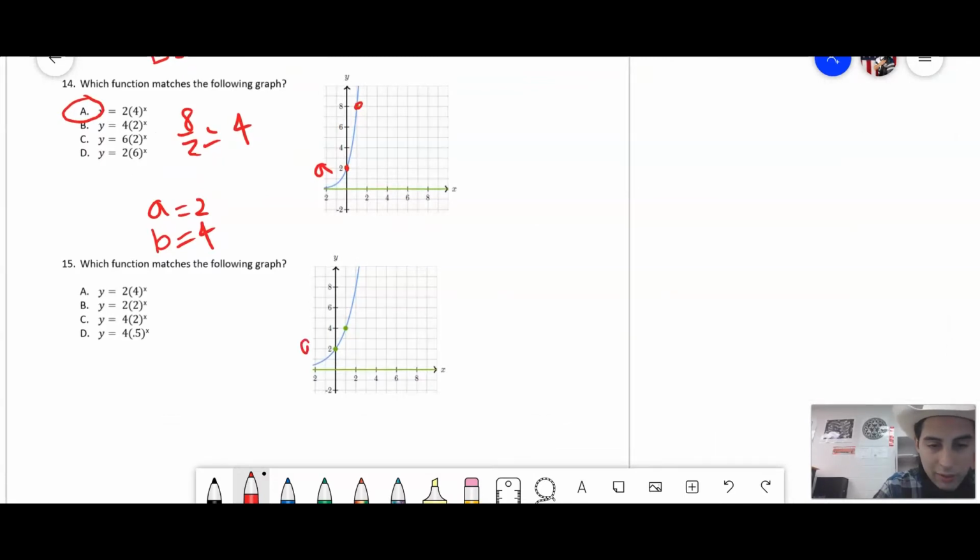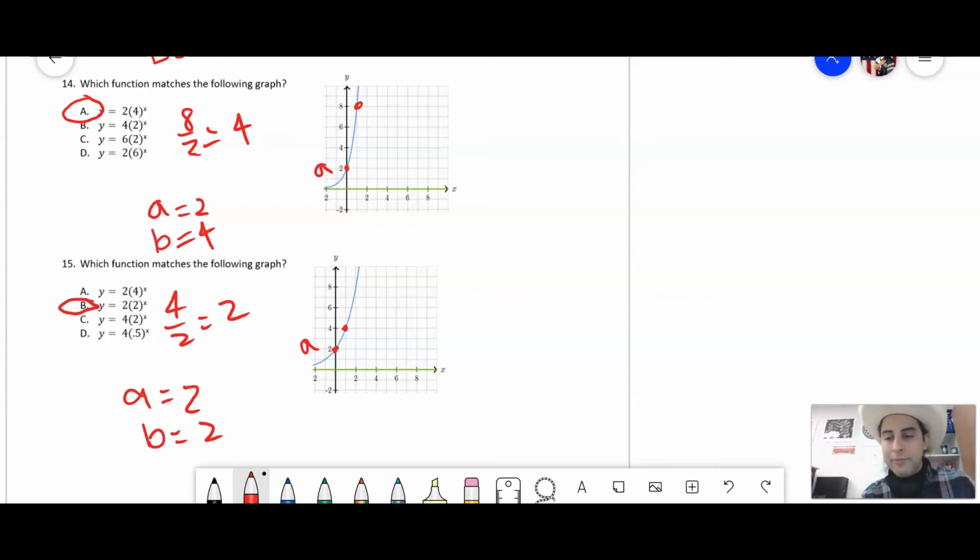All right, last but not least, number 15. What's my A value? 2. And I'm going to divide these y values. I'm dividing because it's a common ratio. So this is 4 over 2. 4 over 2 is 2. So B value is also 2. 2 times 2 to the power of x. It's going to have to be B. All right.